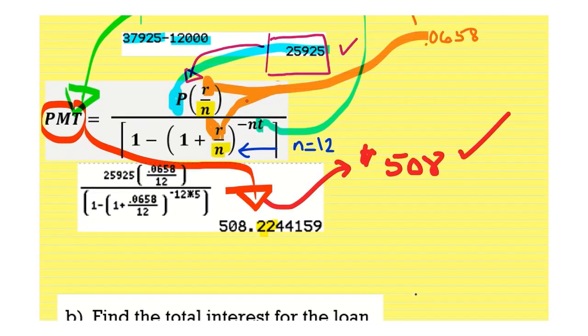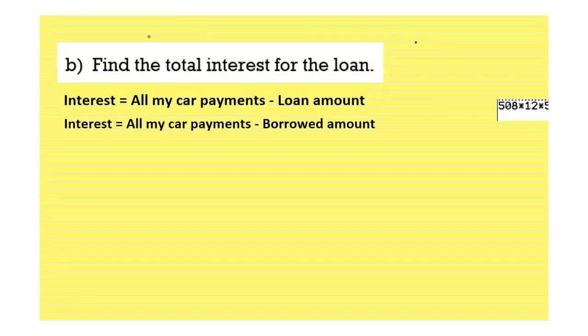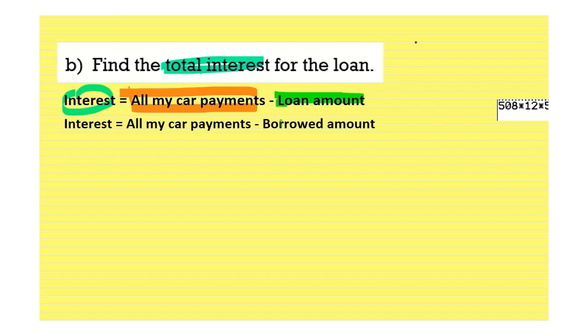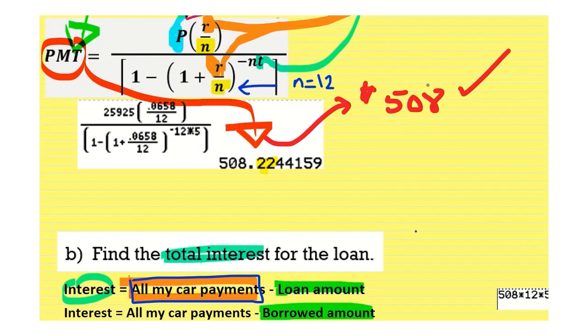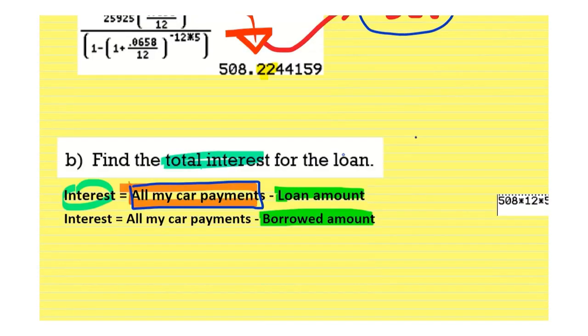The next part of my problem wants me to again find the total interest for the loan. So, in order to find the interest, I need to find all my car payments first. And this is just a reminder that loan amount is the same thing as the borrowed amount. Your loan is how much money you're going to borrow. But back to all my car payments. How am I going to calculate all my car payments? Well, each car payment we determined was $508.